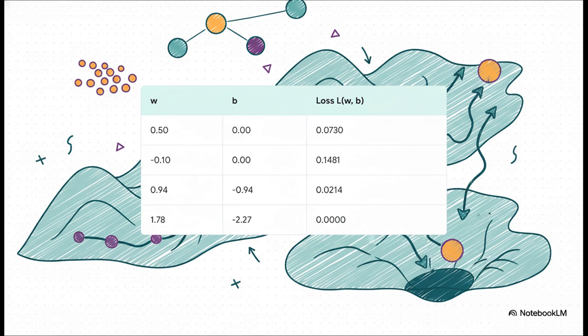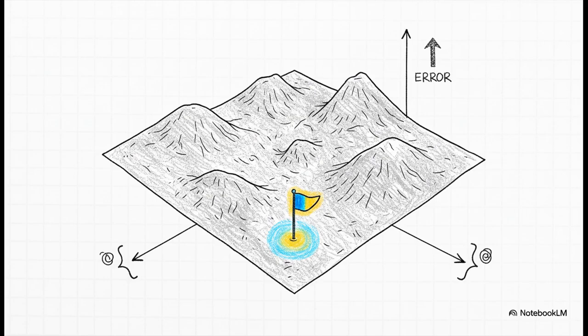You try some other ones, it goes up, whoops. But imagine doing that for millions of weights. It's not just slow, it's completely, hopelessly impossible. So instead of blind guessing, let's visualize this whole problem.